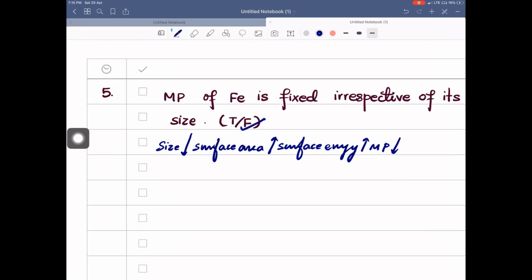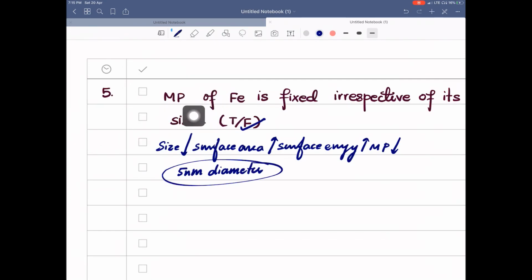When iron is of very small size, like 5 nanometer diameter, its melting point will be very low, and it may melt at around 500 degrees centigrade only. Because of the small size, the surface area and surface energy will be high, so there are more broken bonds, and the melting point will be very low. That is, iron can melt at 500 only.